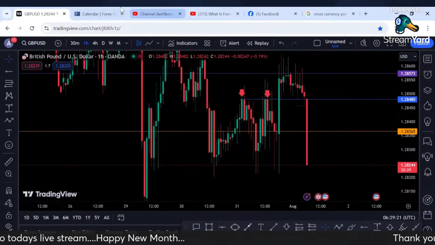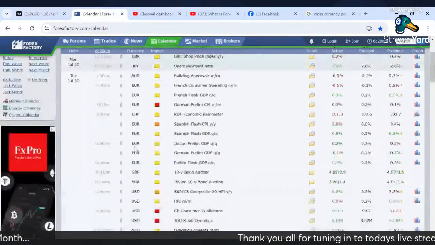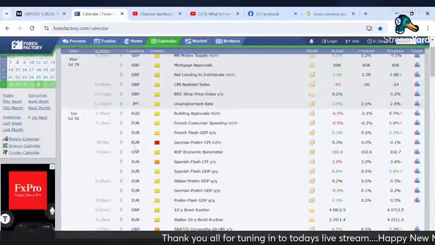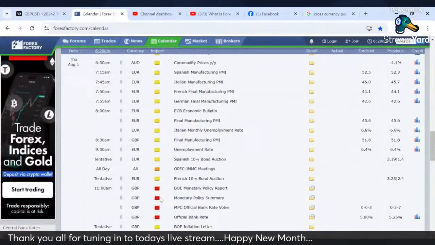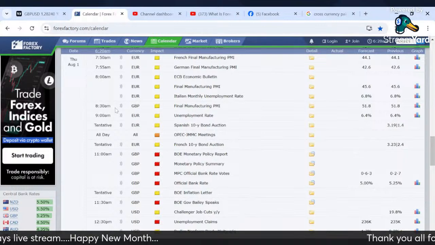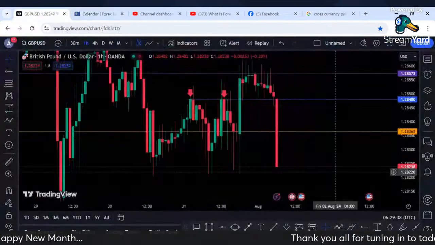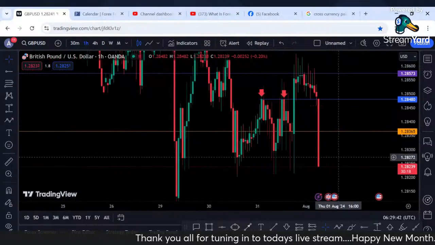Wow. So we have an interest rate announcement today, around 11 a.m., and the market is moving.